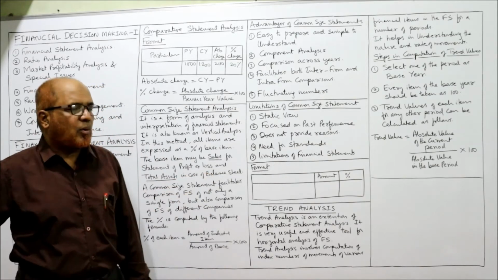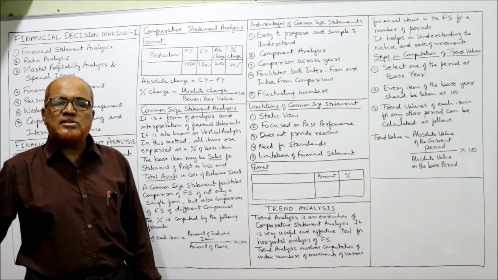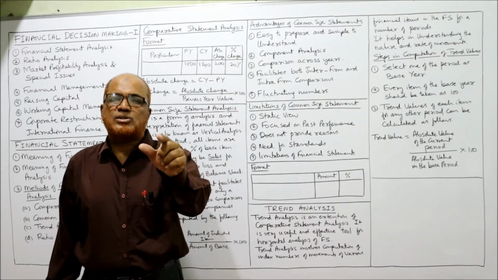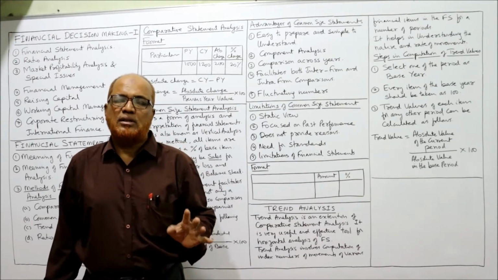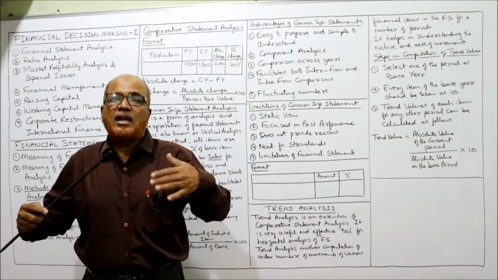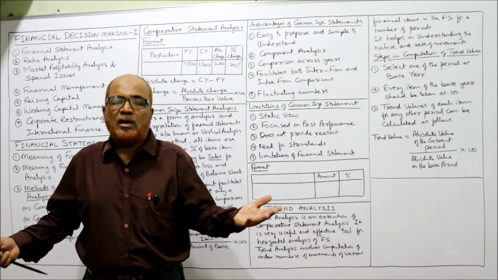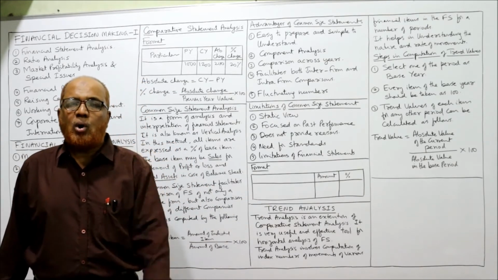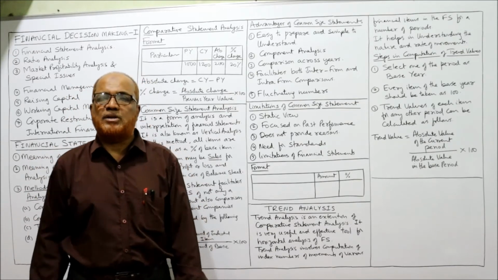Next one, does not provide reasons. That means the common size statement will just explain the changes, the percentages. Why did these changes occur? What are the reasons for the changes? We cannot know. The reason for the changes will not be known from the common size statement.